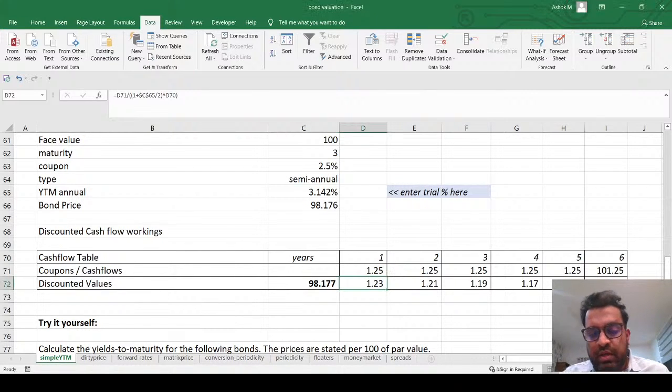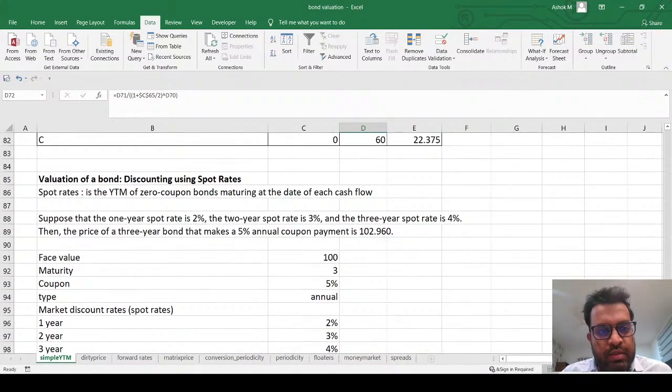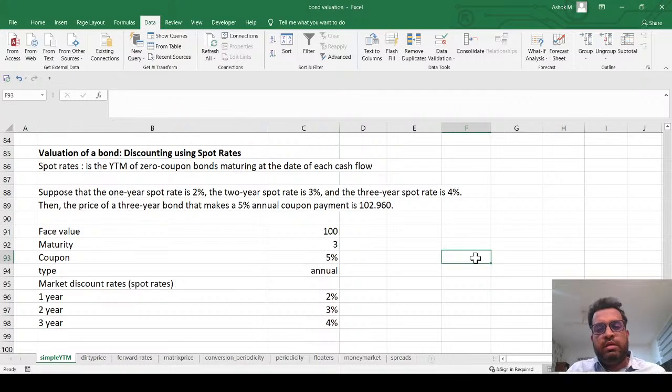Okay, so the next concept that I wanted to introduce was spot rates. So see, this is a valuation technique for valuing bonds. You use something called a spot rate. You do the discounting using spot rate and check whether the bond is overvalued or undervalued. So what are spot rates? Spot rates will be given in the problem. You just need to apply it.